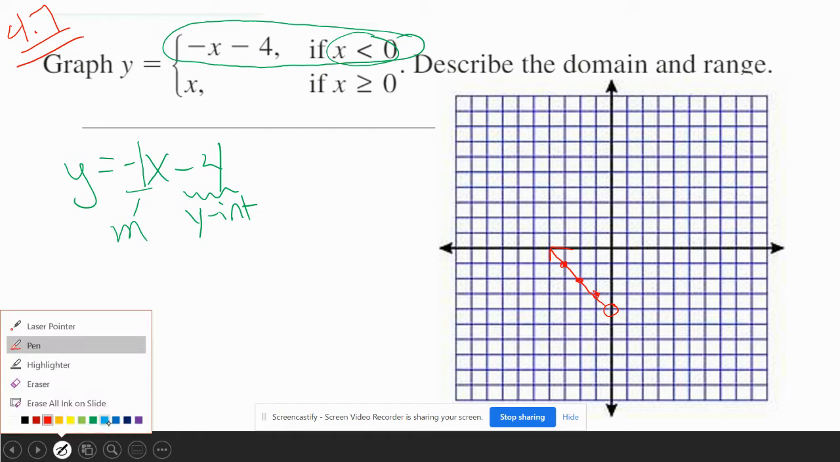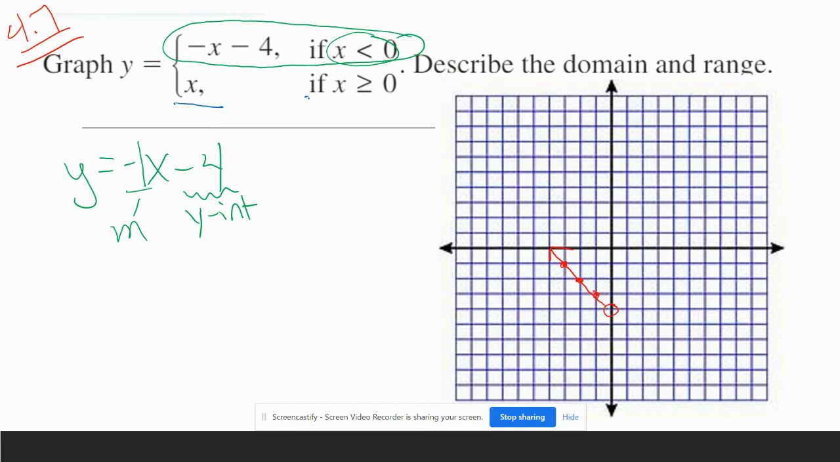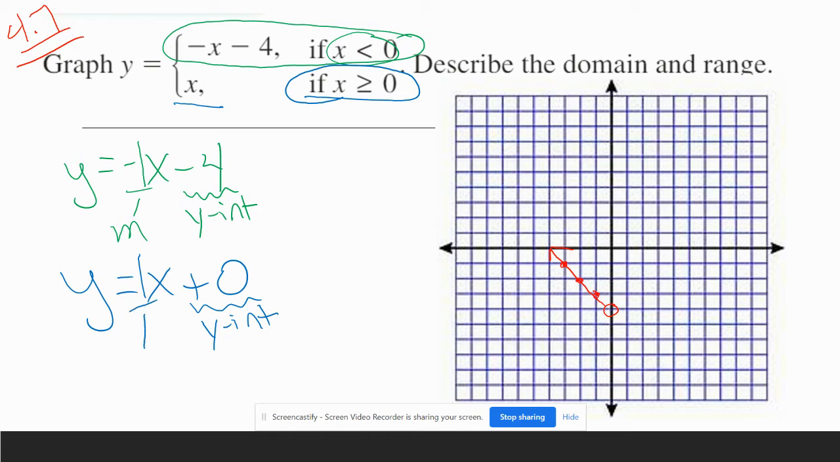The second equation that's here is x greater than or equal to 0. We have y equals x. And I'm going to go ahead and say that's x plus 0 because we can always add 0 to anything. It doesn't change our equation at all. That means our y-intercept is at 0, and our slope is positive 1.